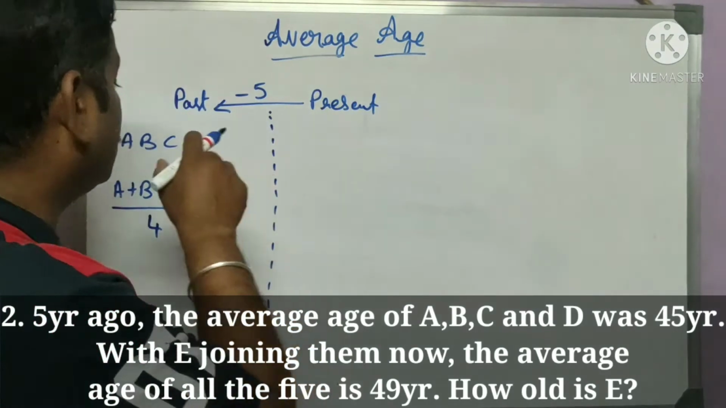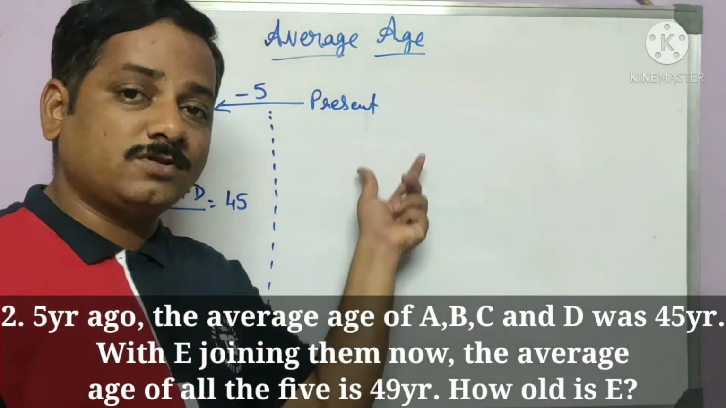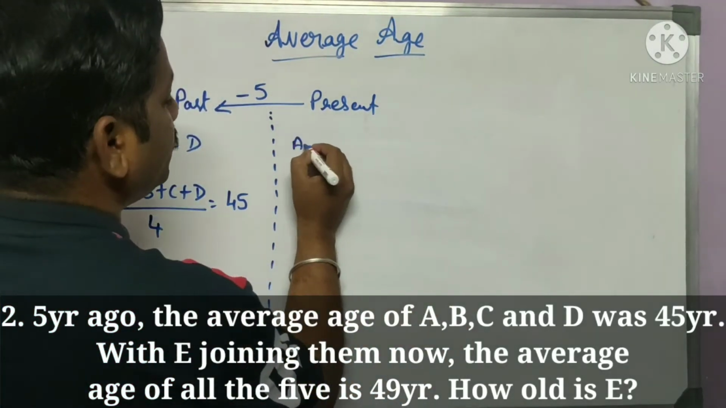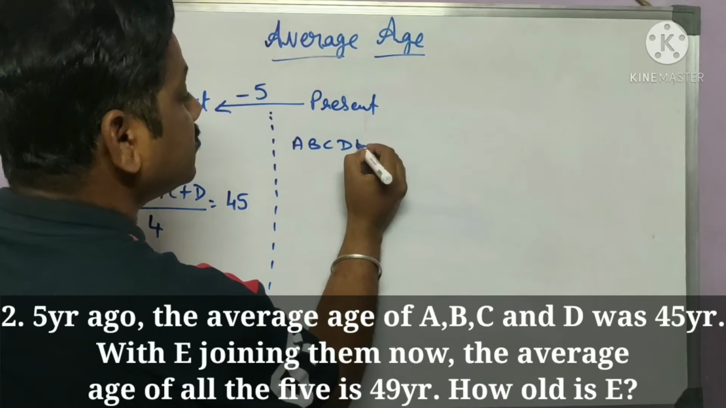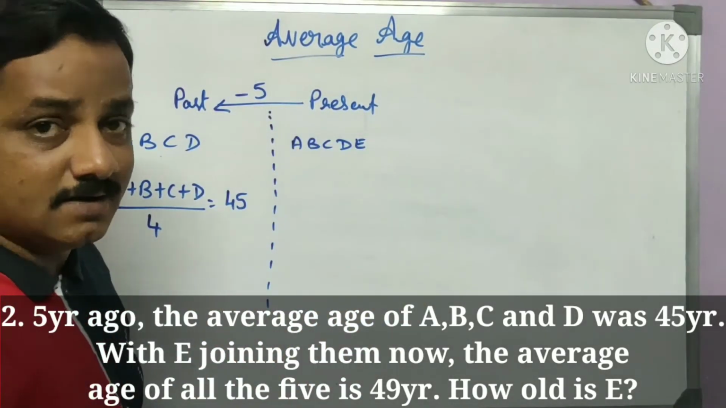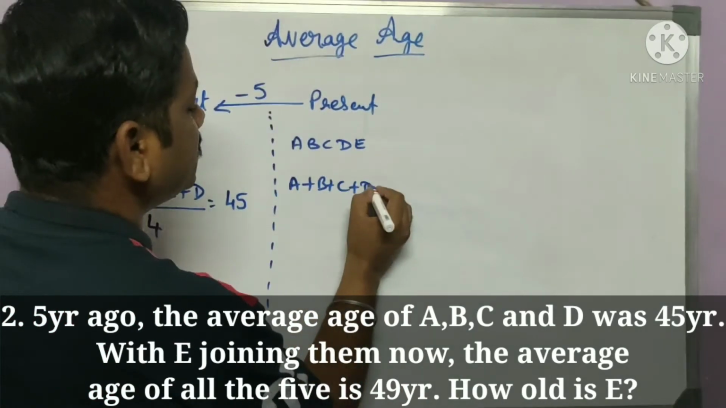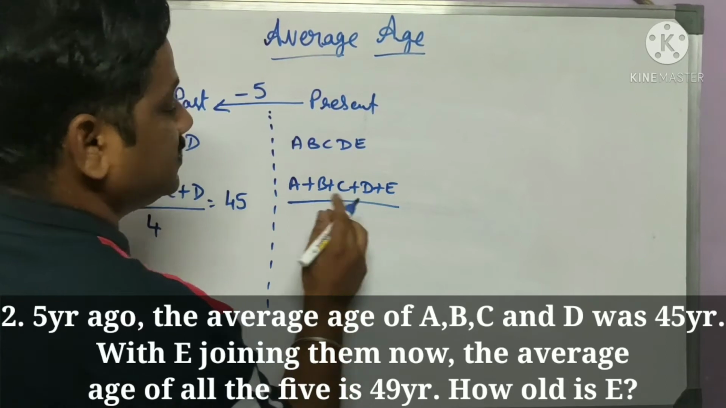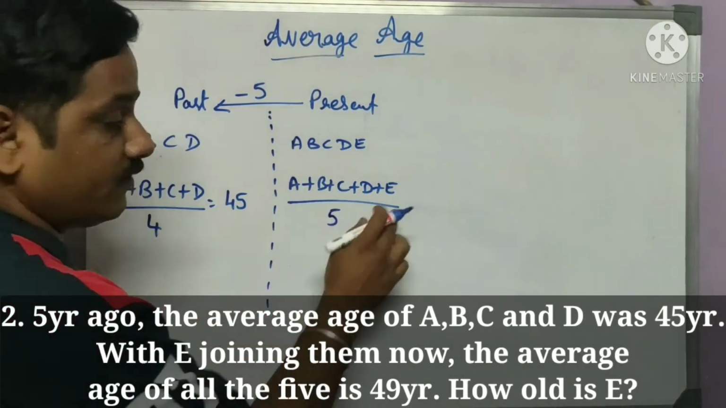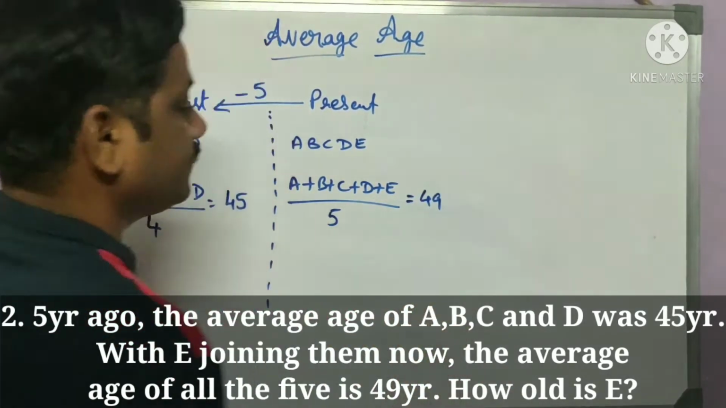So A, B, C, D, E is also joining, and if I take the average of all those 5, that is 49. So in present we have A, B, C, D and E is also joined. If I take the average of them, that will be 49. So how to write that? A plus B plus C plus D plus E, means the sum of ages, divided by 5, because we have 5 members, is equal to 49.